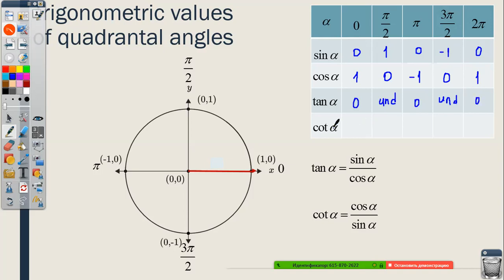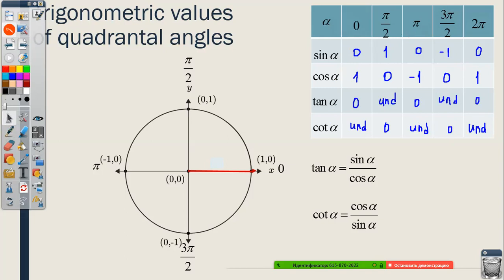Now what about the cotangent? So cotangent is cosine over sine. So cosine here 1, sine is 0. So we cannot divide. 1 over 0, it will be undefined. 0 over 1, it is 0. Again, minus 1 over 0, undefined. 0 over minus 1, 0. 1 over 0 is again undefined. So here we find sine, cosine, tangent, cotangent values of quadrantal angles.